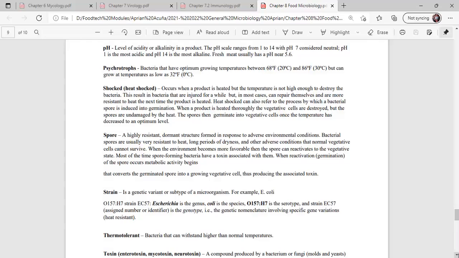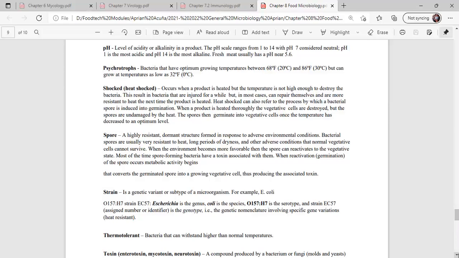Most of the time, spore-forming bacteria have toxin associated with them. When a reactivation or germination of the spores occurs, your metabolic activity begins. The conversion of your germinating spores into a growing vegetative cell, thus producing associated toxin.